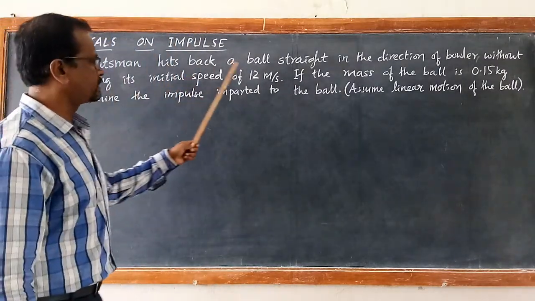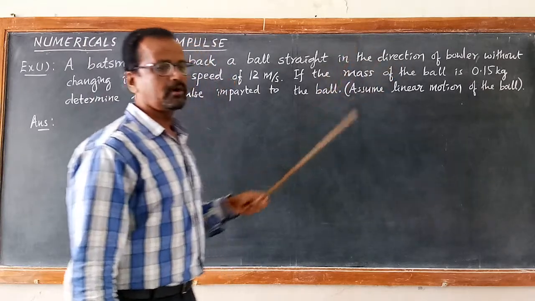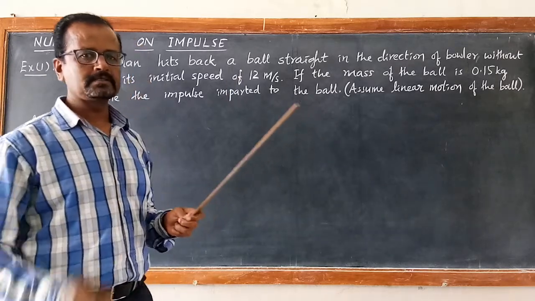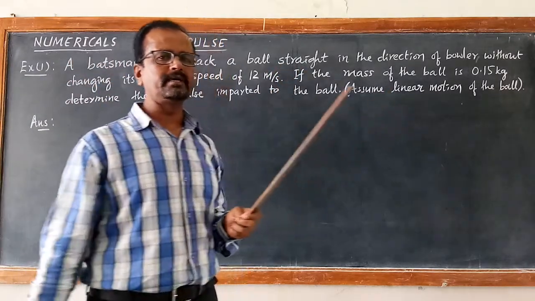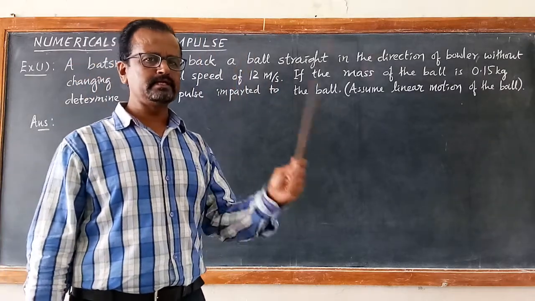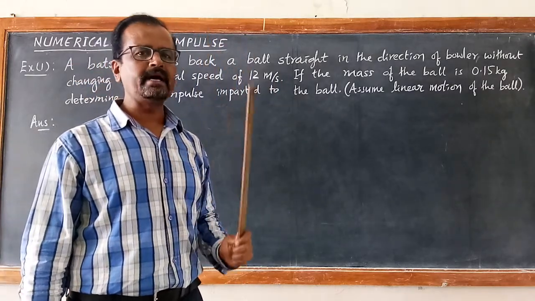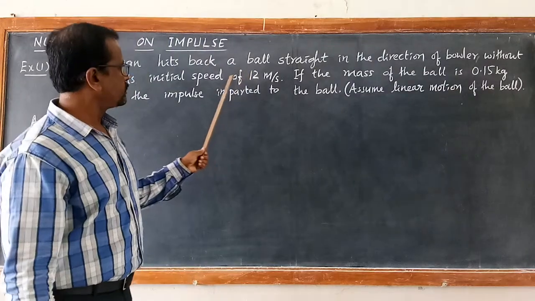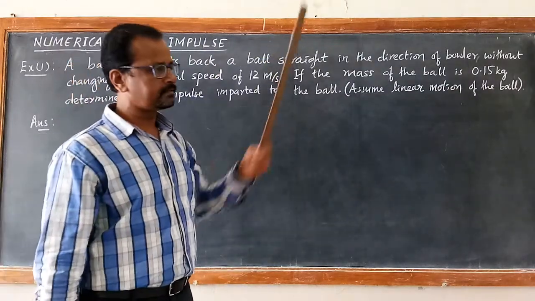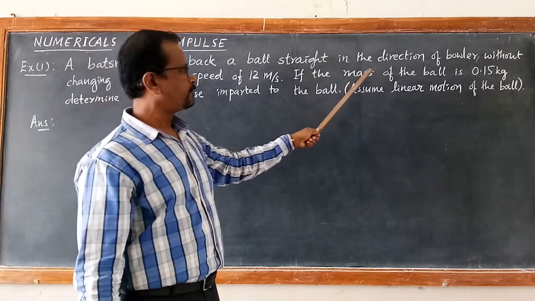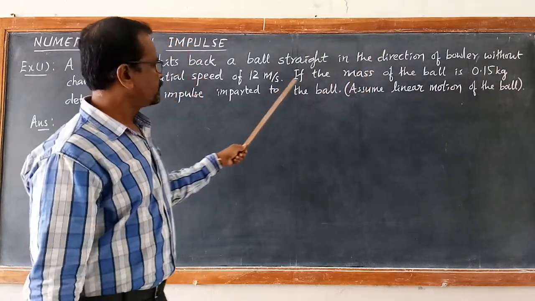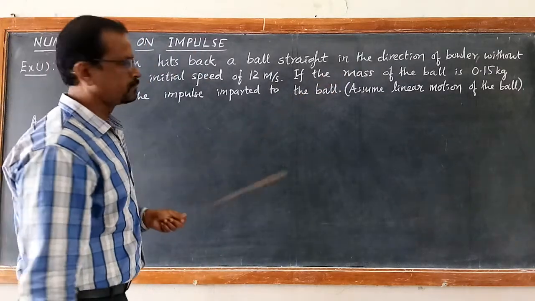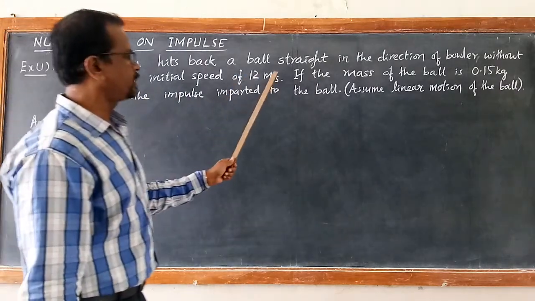A batsman hits back a ball straight in the direction of the bowler without changing its initial speed of 12 meter per second. Means the bowler is bowling with the initial speed of 12 meter per second, and let us assume that it is moving with constant speed and hits the bat. When the batsman hits the ball without changing the speed, the ball goes with the same speed back in the direction of the bowler. If the mass of the ball is 0.15 kg, that is 150 gram, determine the impulse imparted to the ball.